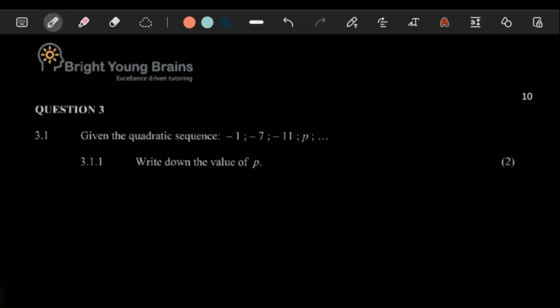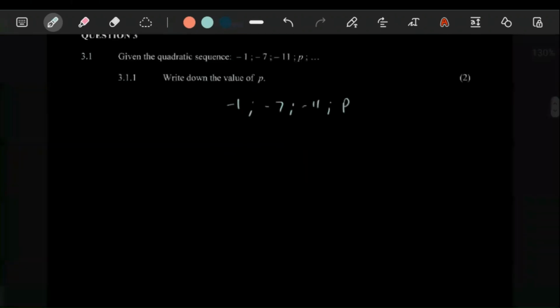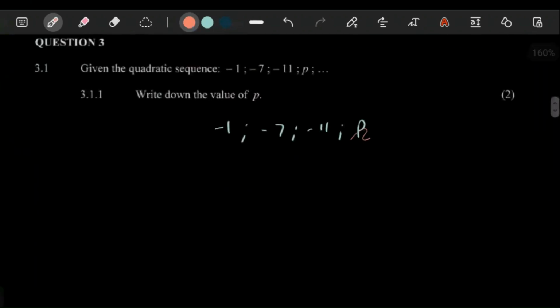So, for example, it says that we should write down the value of P. Writing down the value of P is quite straightforward because you have -1, -7, -11, and then you have the P. If you're going to get a value of P, you need to use properties of a quadratic sequence, of which the one distinct property is that it has a second common difference. So the first difference here, you're going to have -7 minus -1.